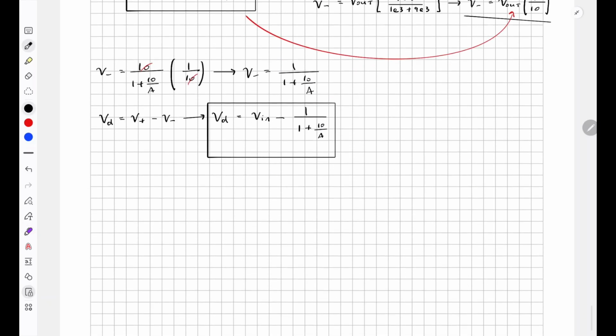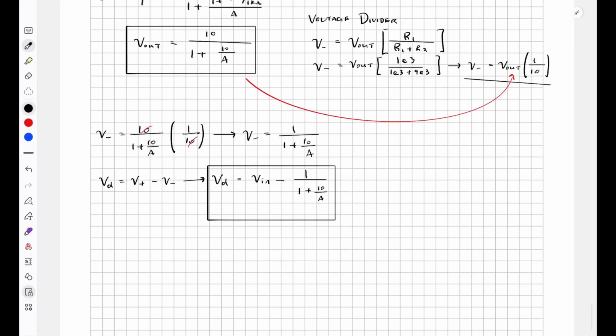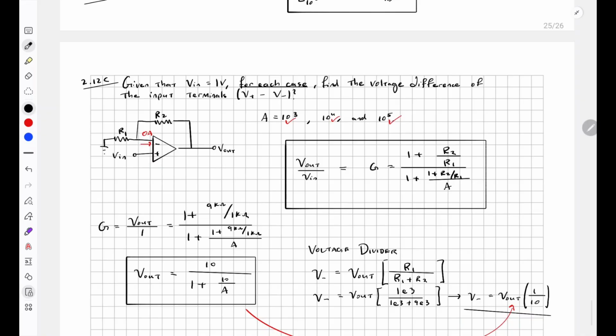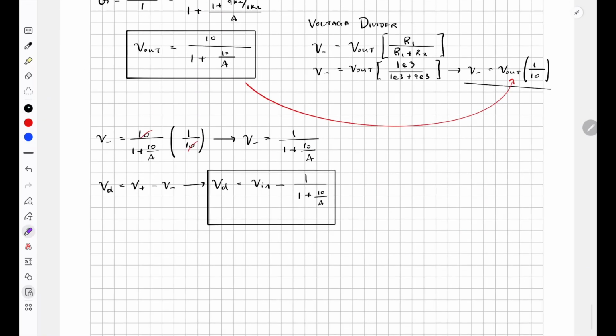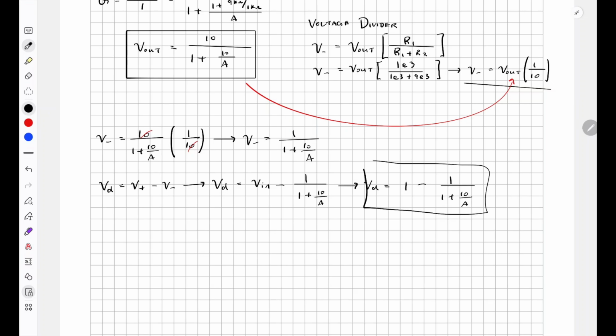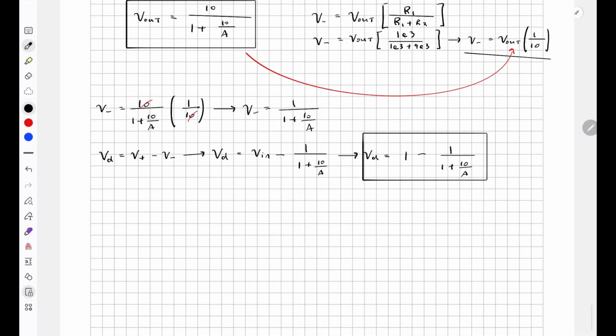So let's just plug in A for here. Actually, let's recall that we're told that in this problem V in is 1 volt, so I'm just going to substitute 1 minus 1 divided by 1 plus 10 divided by A. Let's use this equation. We're just plugging in 3 different values for A and finding the result.